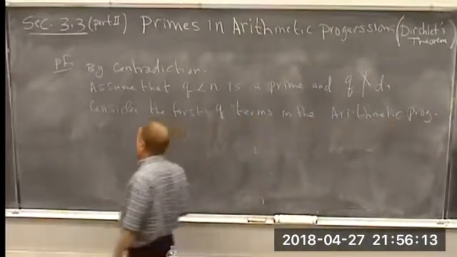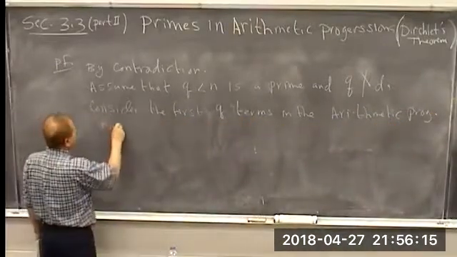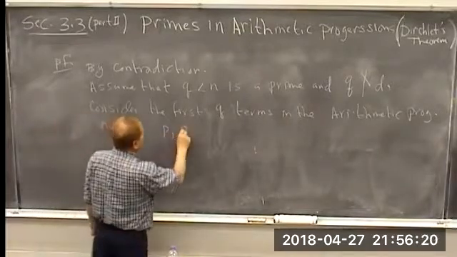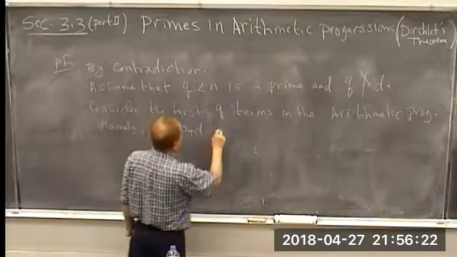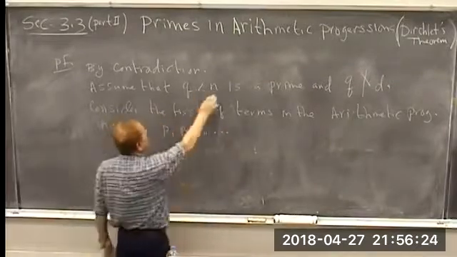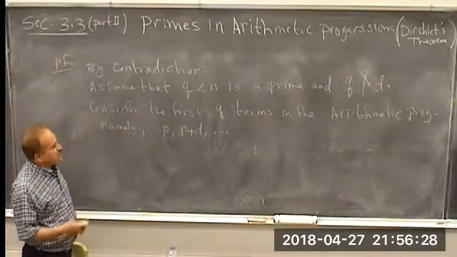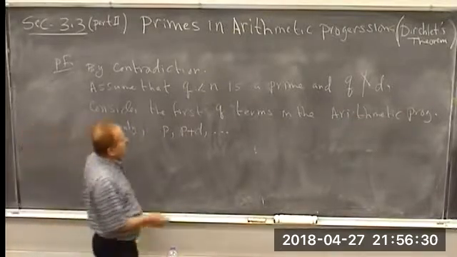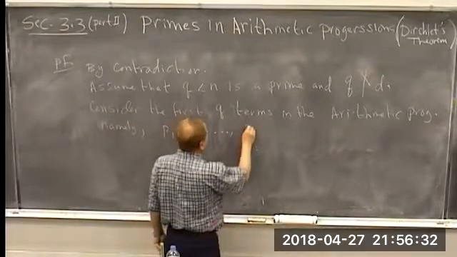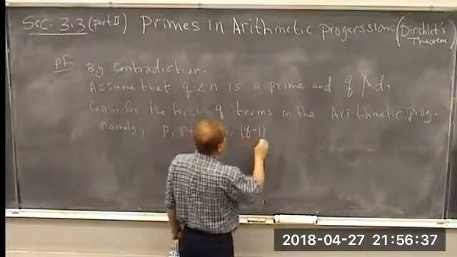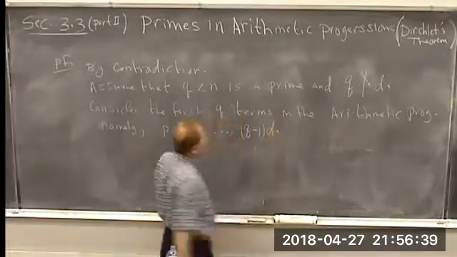Namely these: P, P plus D, and so on. Of course, since Q is less than n, it means it's going to be less than or equal to Q minus n minus 1. So the Qth term is going to be actually P plus (Q minus 1) D.